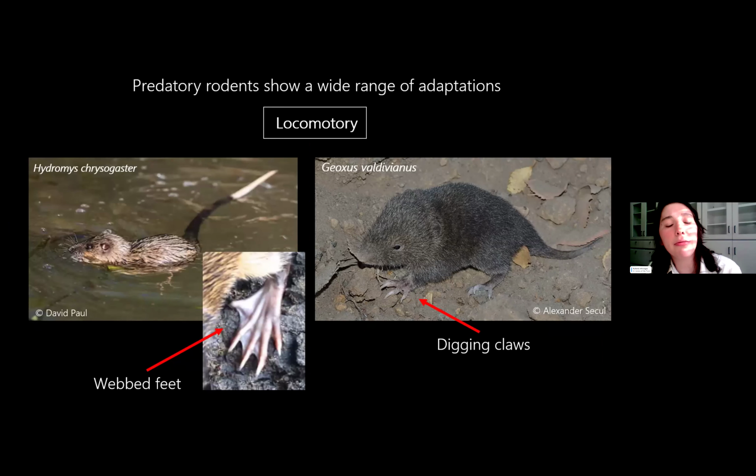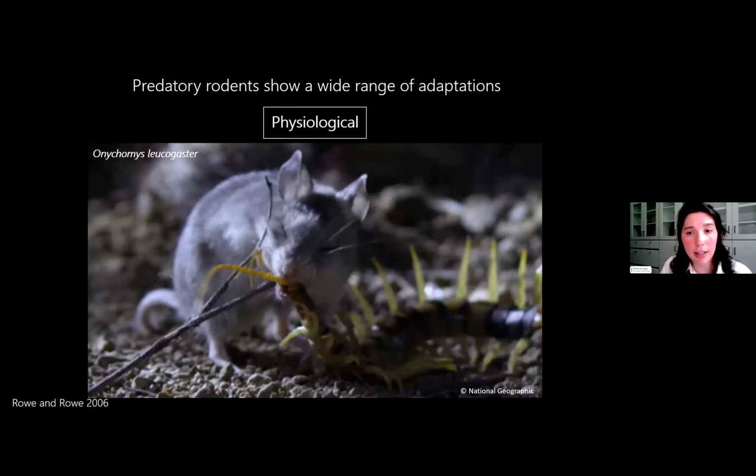Some of them appear to have invaded these new niches, like the semi-aquatic and fossorial niches, where they could probably find prey more easily, adopting different life modes and developing locomotor adaptations like webbed feet for swimming and developed claws for digging and even for finding their prey. And Onychomys have even evolved resistance to prey toxins through modifications of some metabolic pathways.